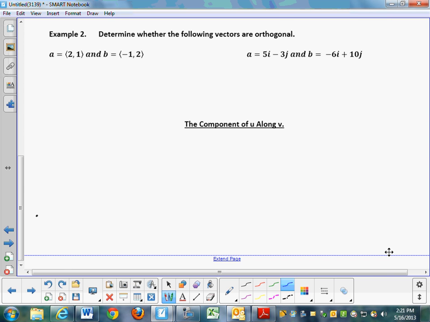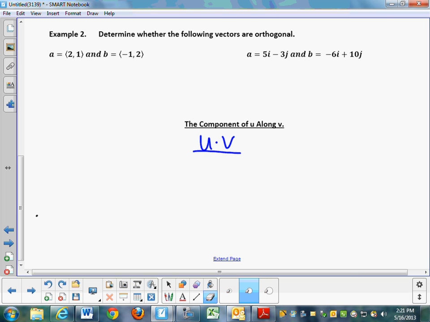Components of vectors. Okay, so if you want to calculate the component of u in v, you can take u times v divided by the magnitude of v. What does that mean?